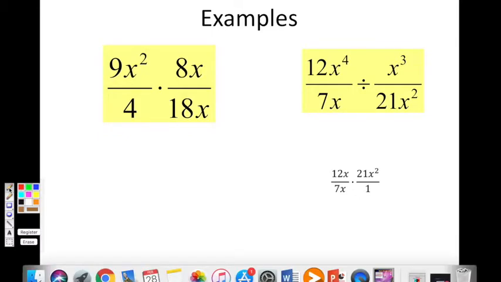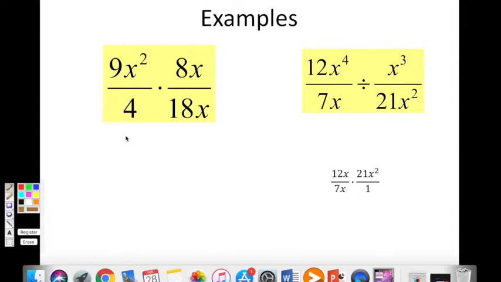So I'm going to look here and see if I'm dividing. I'm multiplying, so I don't need to keep, change, flip. Factoring. I don't have any binomials, so I don't need to factor. Cross cancel. So I'm going to look at my 9 and my 18. Which number can go into 9 and 18? It is 9.